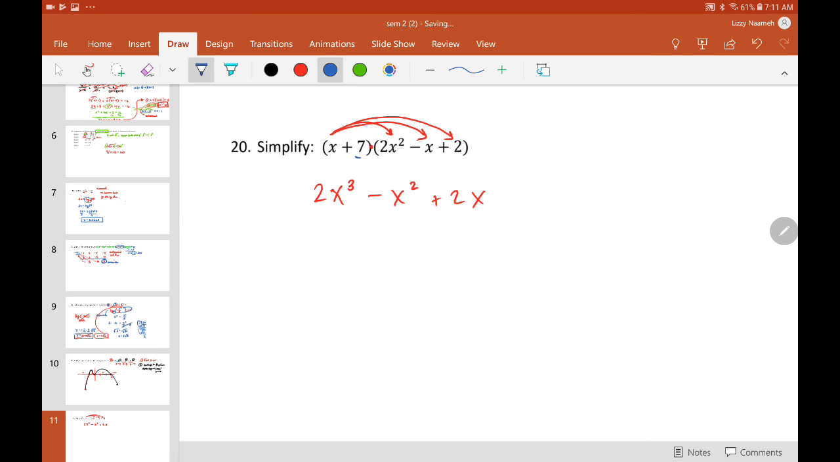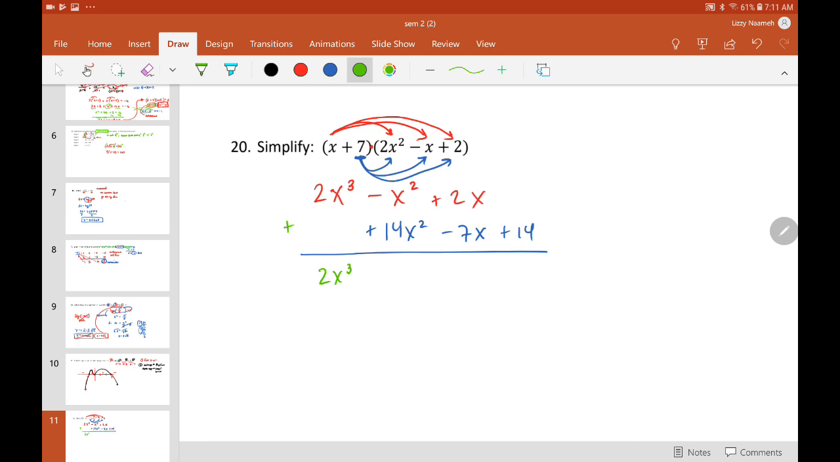Next, I'll distribute the second term. Positive 7 times 2x squared gives me plus 14x squared. Notice how I lined my x squareds up because I know they're going to be like terms. 7 times negative x is negative 7x, and 7 times positive 2 is plus 14. So I'm just going to combine my like terms now, and I know I'll have 2x cubed, and this is negative 1 plus 14 gives me plus 13x squared. 2 minus 7 gives me negative 5x plus 14. And we're done.